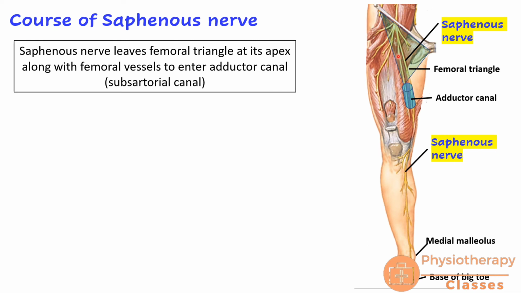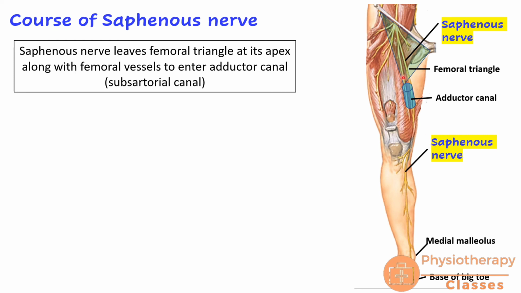Along with another nerve you can see here, the nerve to vastus medialis, plus the femoral vessels will also be passing, and it enters into this canal, the adductor canal, which is also known as subsartorial canal, because this is present just deep to the sartorius muscle. So this canal is present here on the medial side of the thigh, in the middle 1/3 of the thigh.